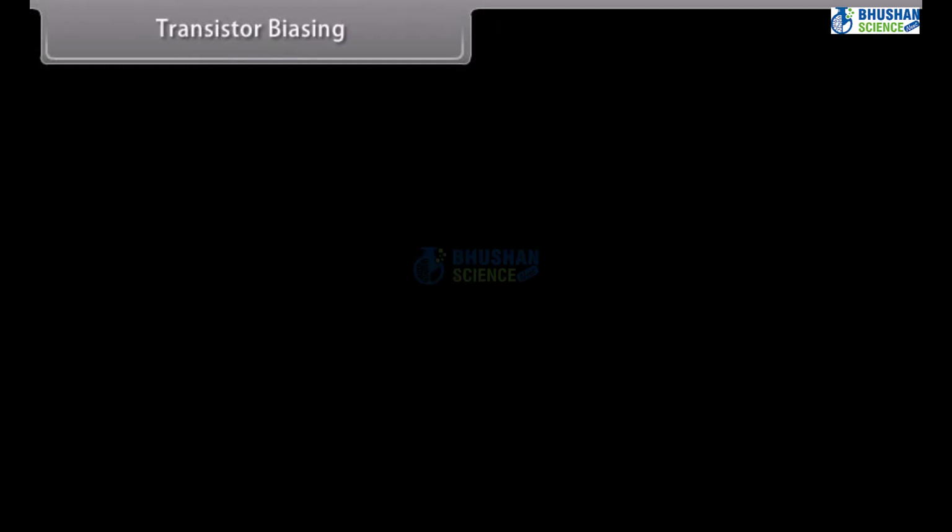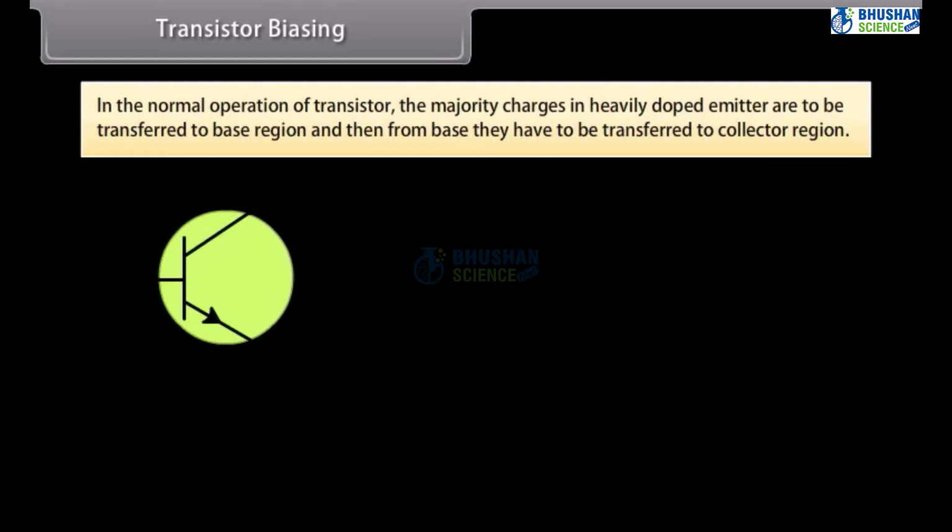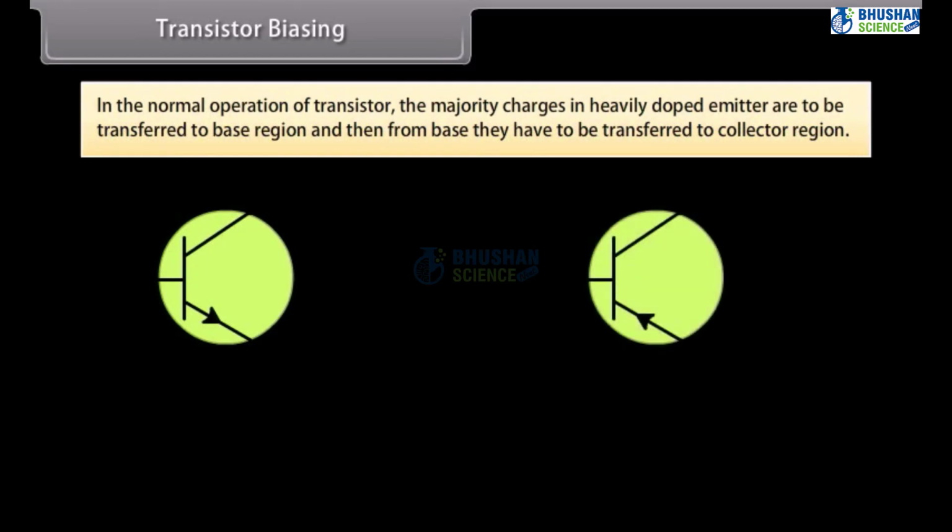Transistor biasing. In the normal operation of transistor, the majority charges in heavily doped emitter are to be transferred to base region, and then from base they have to be transferred to collector region. For transition from emitter to base, the first junction between them has to be forward biased. As the majority charges of emitter reach the base region, they can be attracted towards the collector region only if the collector end is reverse biased.